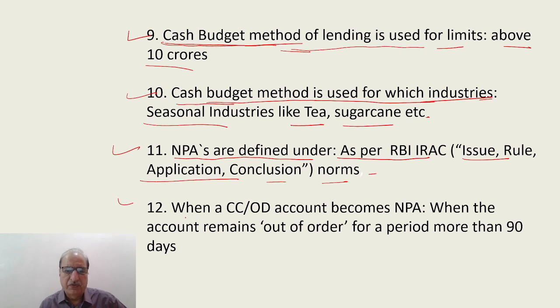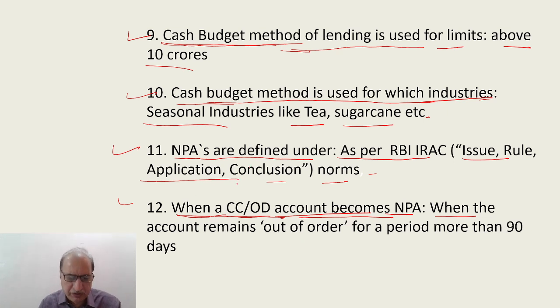Now the question arises, when does a CC/OD account become NPA? Generally we know all accounts which are more than 90 days overdue become NPA. But here we are doing a special case: a CC or OD account becomes NPA when the account remains out of order for a period of more than 90 days. Question number 12: when does a CC/OD account become NPA? When the account remains out of order for more than 90 days.